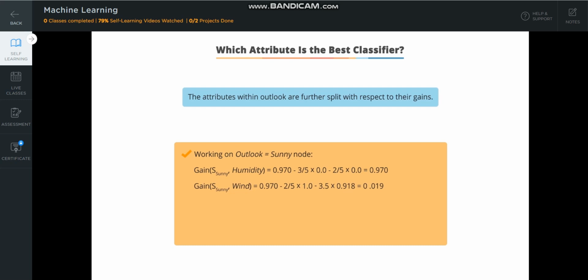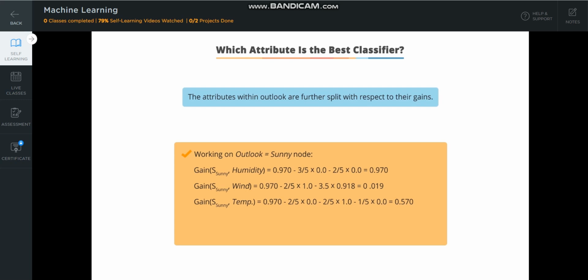Gain of S sunny wind is equal to 0.970 minus 2 over 5 into 1.0 minus 3.5 into 0.918 is equal to 0.019.